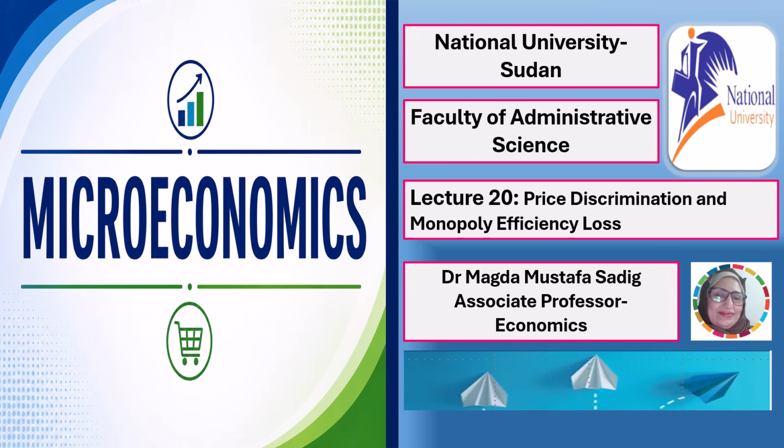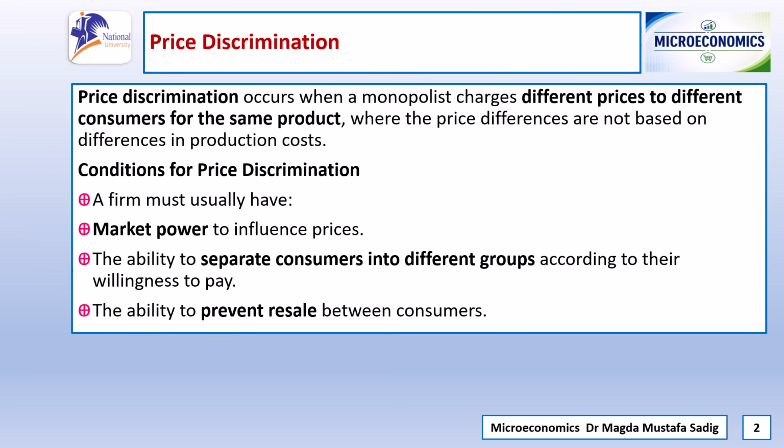Let us start with price discrimination. What do we mean by price discrimination? Price discrimination occurs when a monopolist charges different prices to different consumers for the same product, where these price differences are not based on differences in production cost.